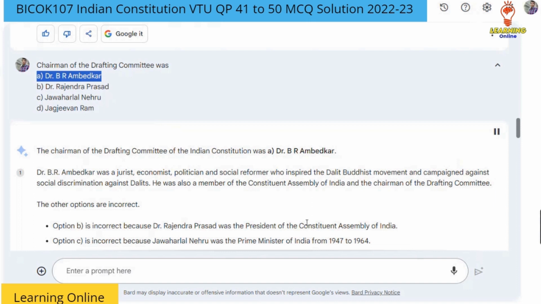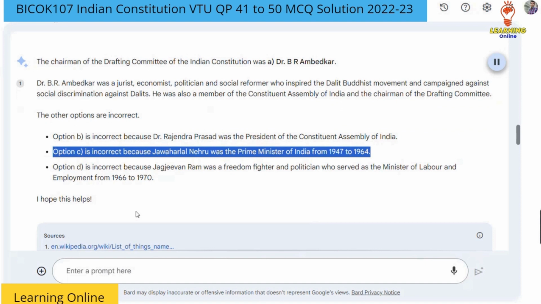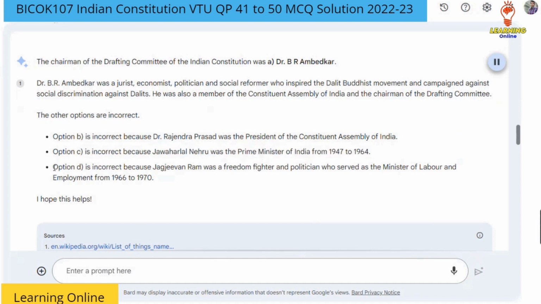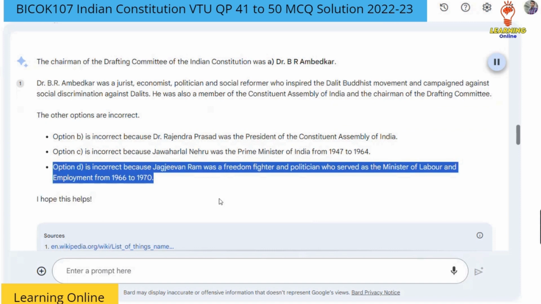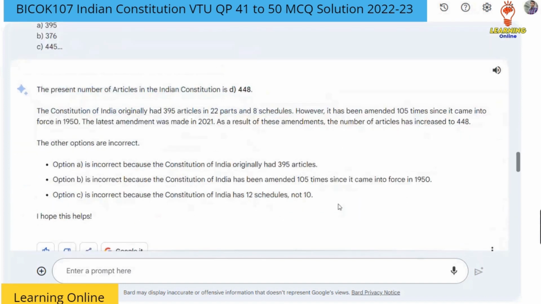The other options are incorrect. Option B is incorrect because Dr. Rajendra Prasad was the president of the Constituent Assembly of India. Option C is incorrect because Jawaharlal Nehru was the Prime Minister of India from 1947 to 1964. Option D is incorrect because Jagjeevan Ram was a freedom fighter and politician who served as the Minister of Labour and Employment from 1966 to 1970. I hope this helps.